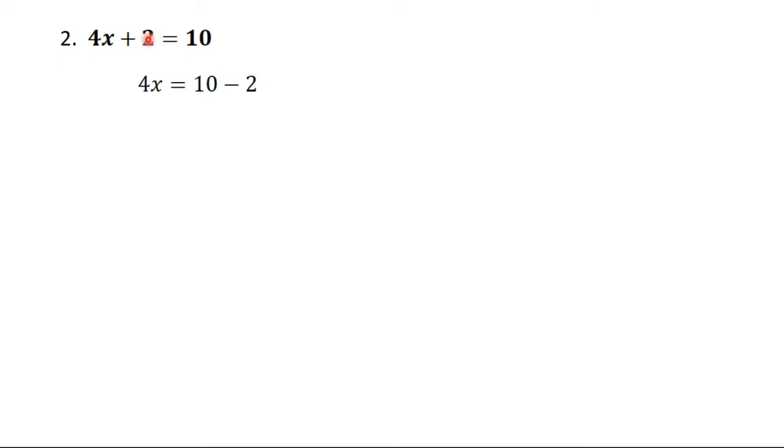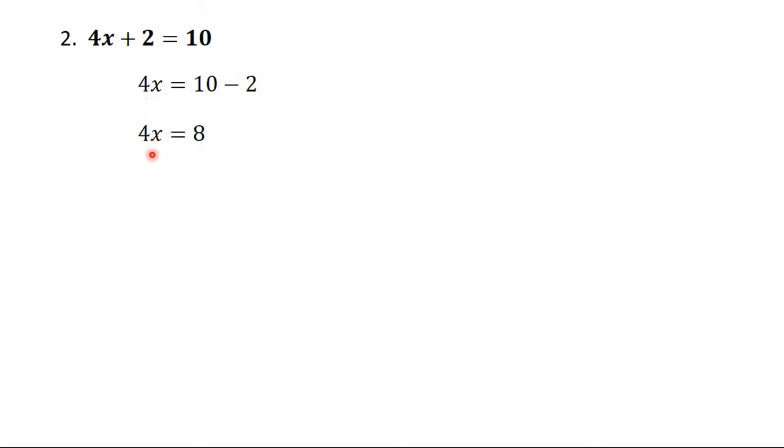So what is the sign for 2 here? The sign of a number is the sign in front of it. So the sign in front of 2 is positive, which means that 2 here is positive. When it crosses the equal to sign, it becomes negative. 10 is already here, so I will keep 10. 2 is positive. When it crosses, it becomes negative, so it becomes minus 2. Now this is going to give us 4x is equal to 10 minus 2, which is 8.